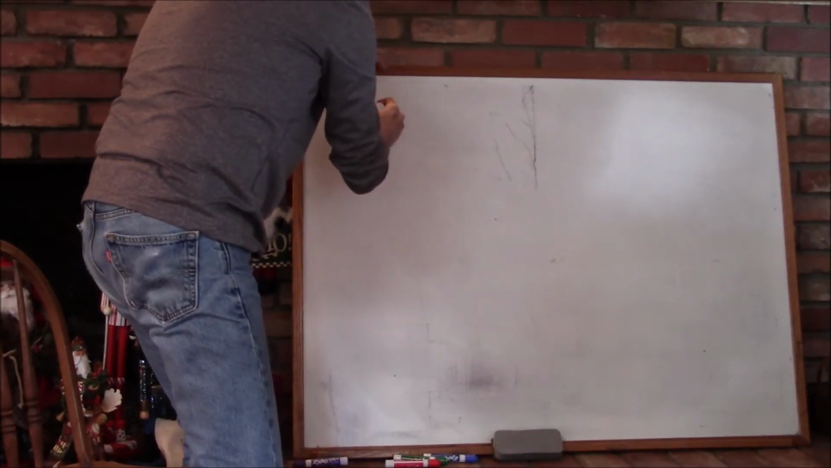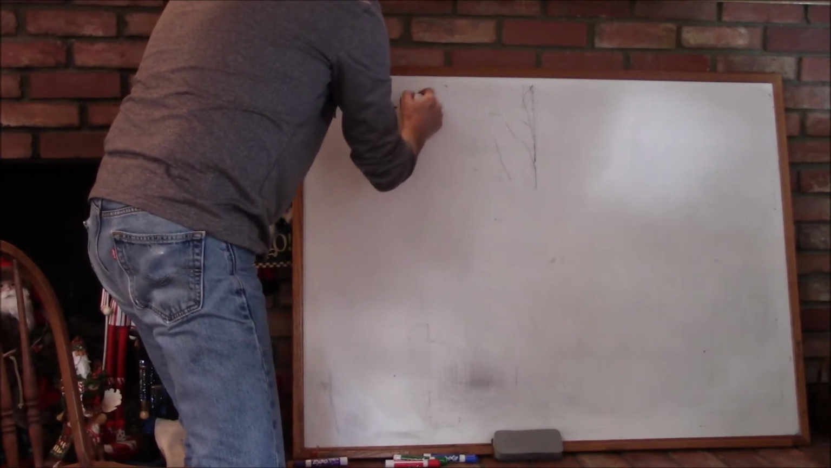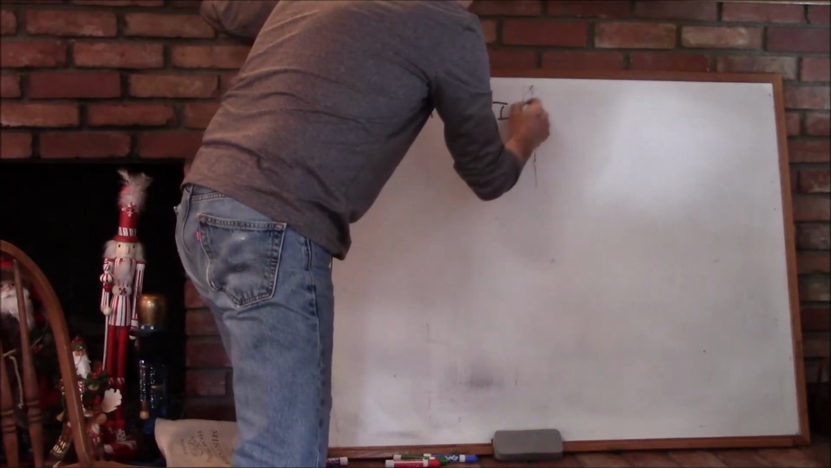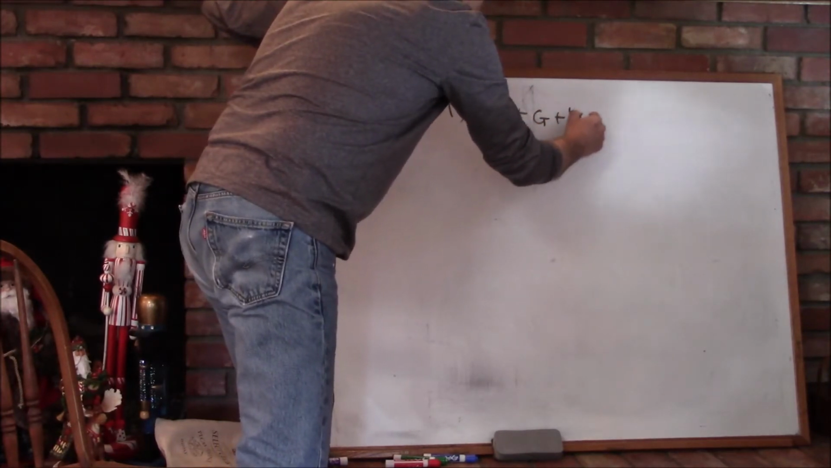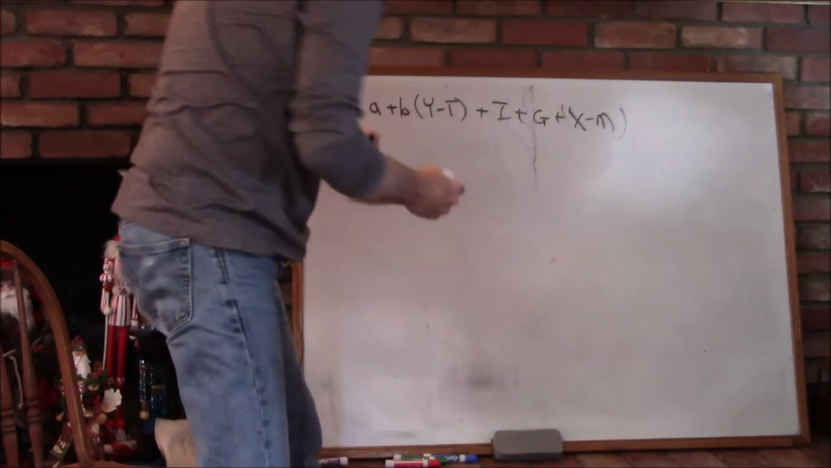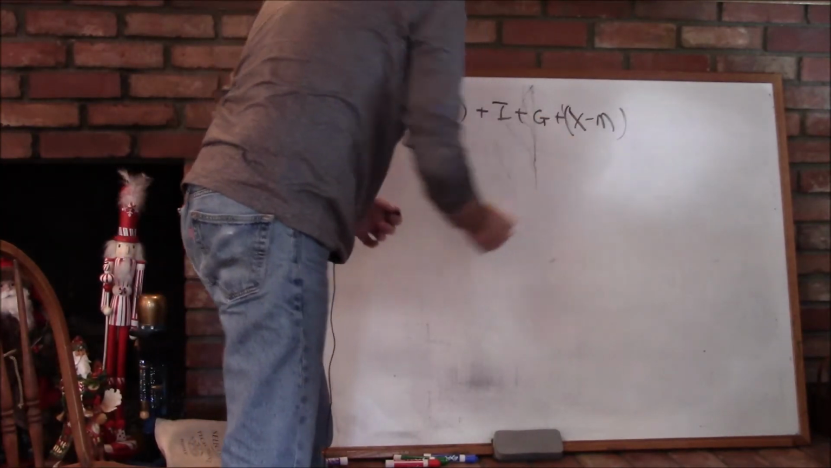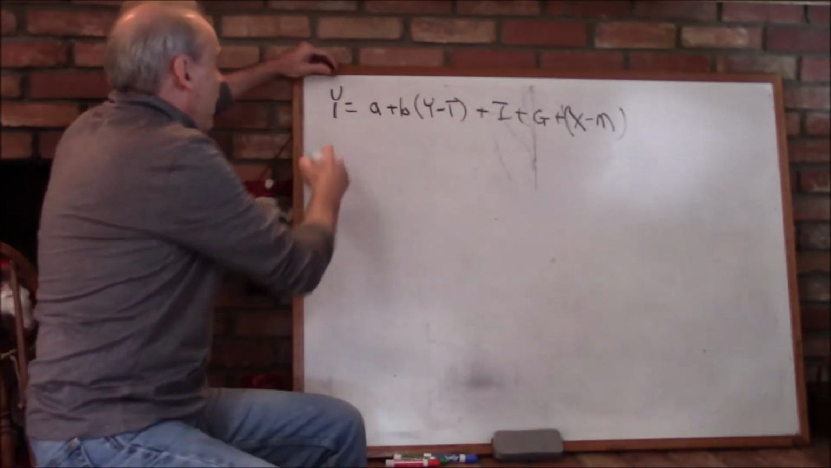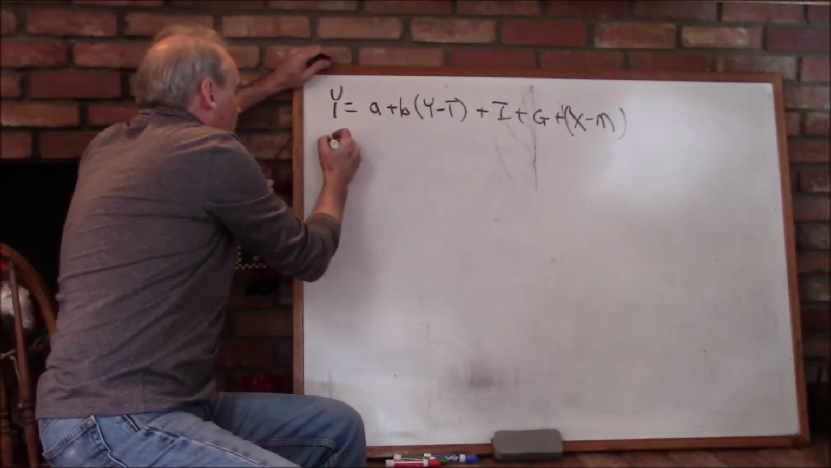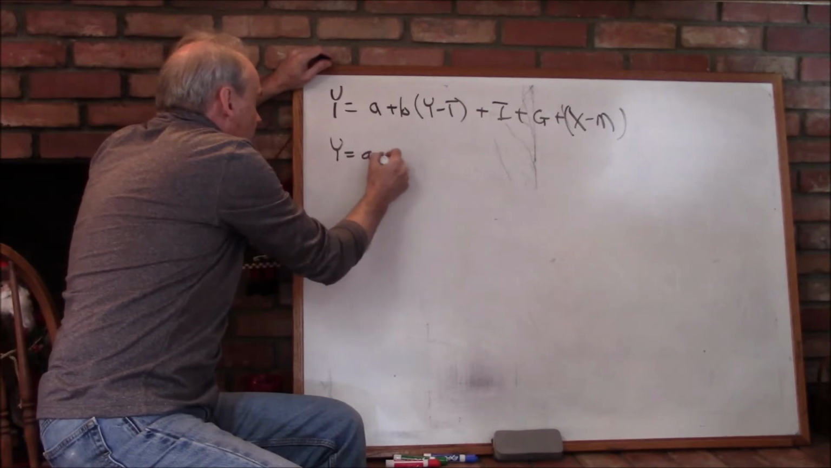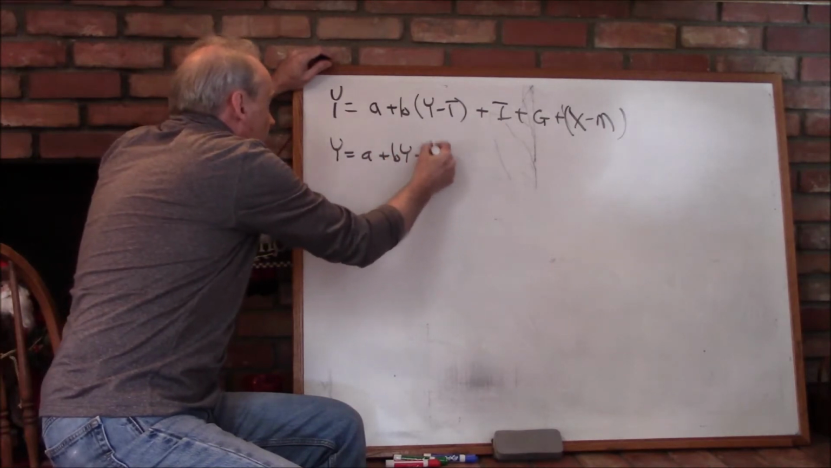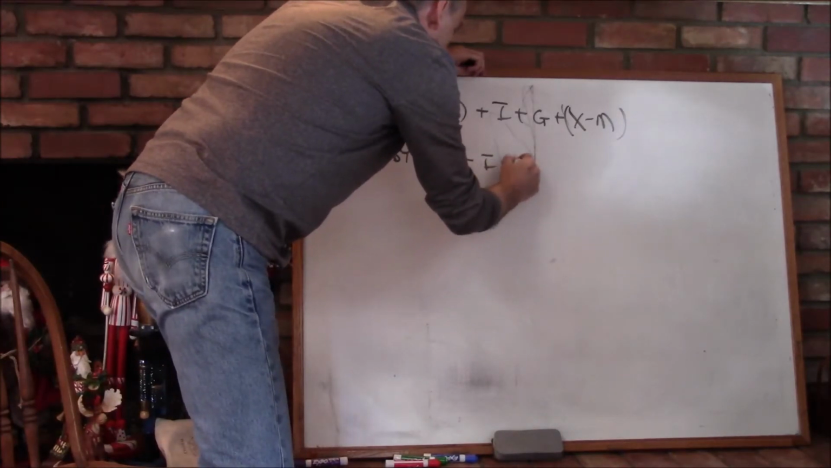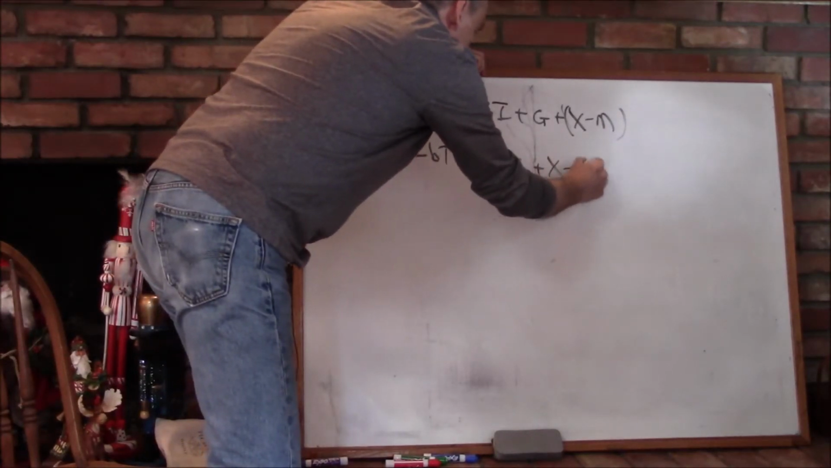Y is equal to A plus B times Y minus T plus I plus G plus X minus M. Okay, is that right, John? A plus B, yeah, that's right, okay. All right, now we just derive the multiplier. So first we multiply through this expression right here. Y is equal to A plus BY minus BT plus I plus G plus X minus M.